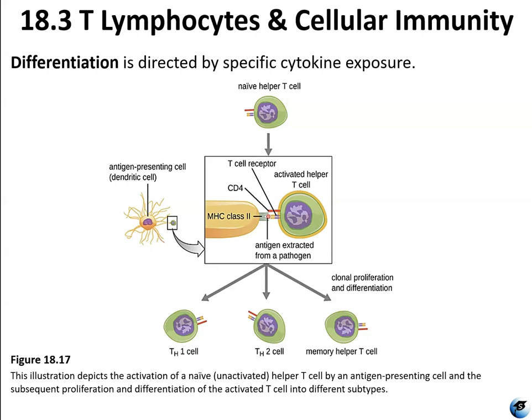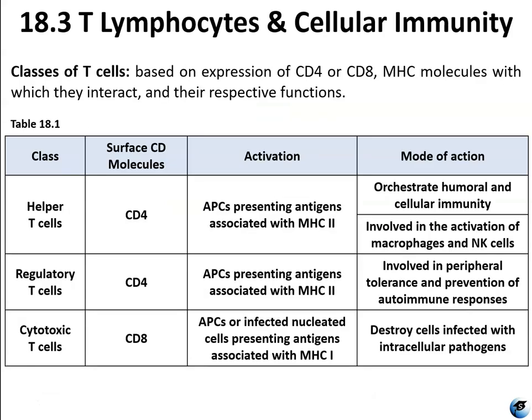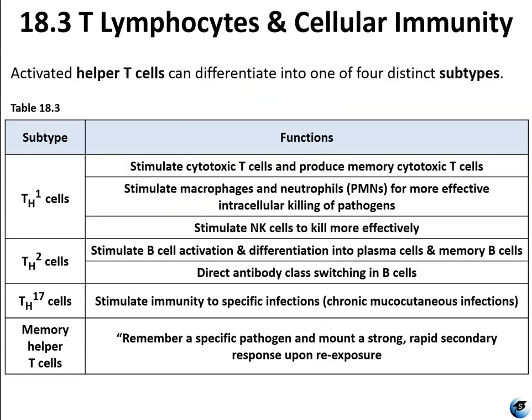Differentiation is directed by specific cytokine exposure. This illustration depicts the activation of a naive or an unactivated helper T cell by an antigen-presenting cell and the subsequent proliferation and differentiation of the activated T cell into 4 subtypes. So these are the guys we were just talking about. This is the Th1 cell, Th2 cell, memory helper T cell. All of these are related to each other and they help to activate each other. They work in conjunction with each other. So just make sure that you know these two tables and who does what.